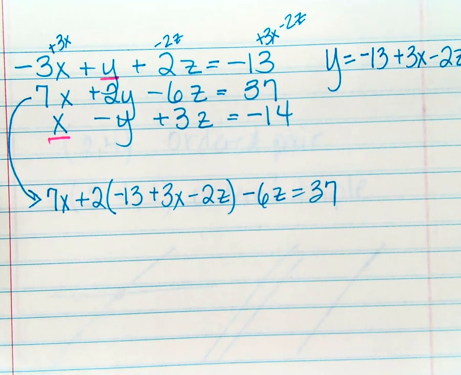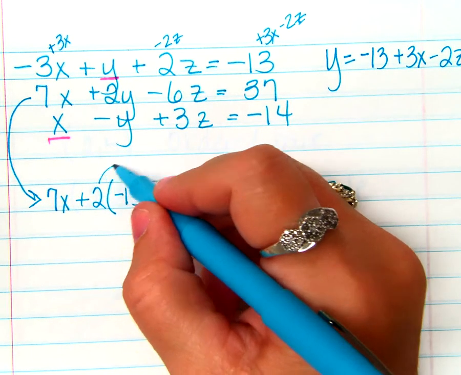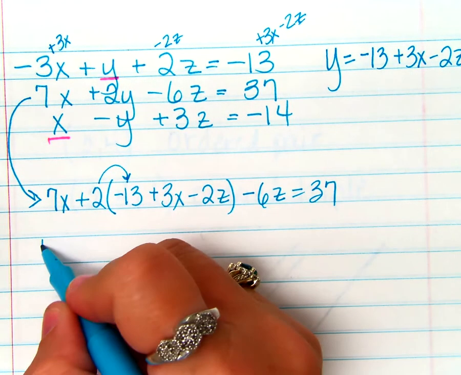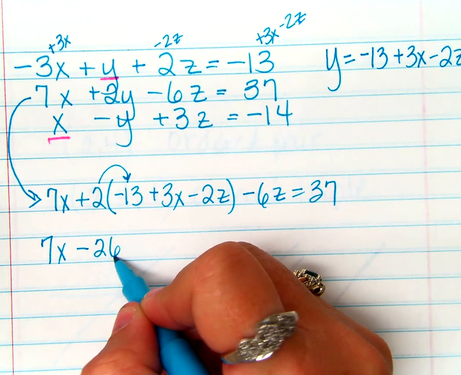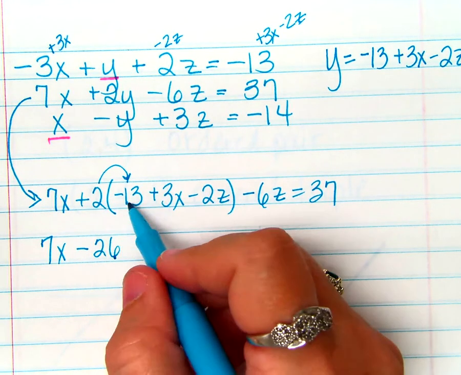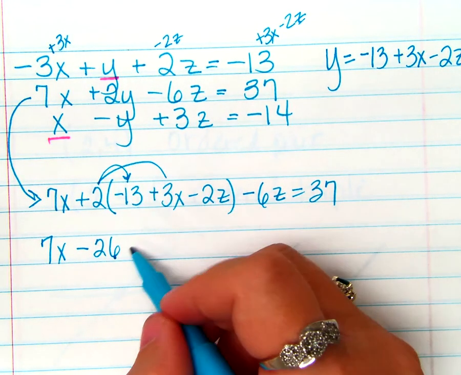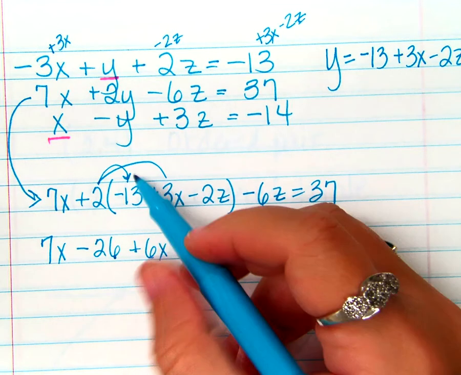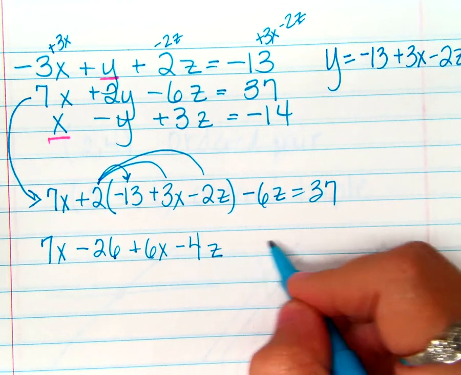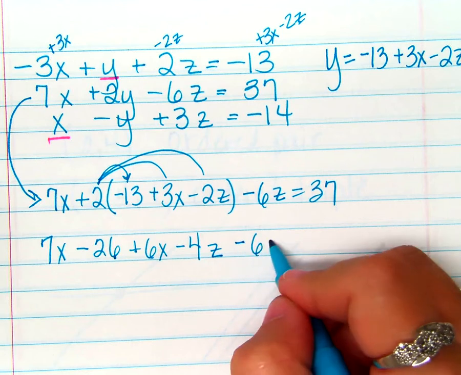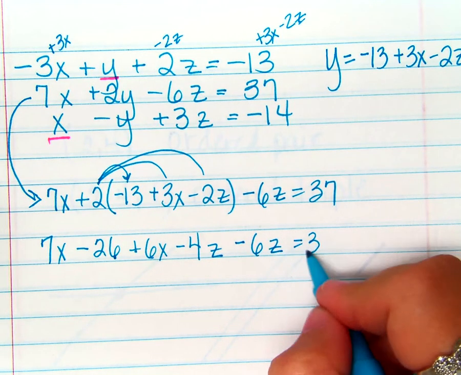I can distribute, right? I can simplify this equation. So I want to distribute there. First of all, let me write 7x. And then I have minus 26. Everybody see where I got minus 26? And then I have plus 6x. And then I have minus 4z. And then I have minus 6z equals 37.